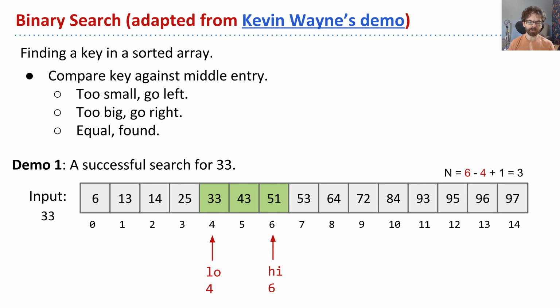Now, just to make a note real quick, there's a cute little formula to determine how many items are still in play, which is to subtract low from high and then add 1, and that gives us 3. Just because that'll be useful to us later, I wanted to point it out now.